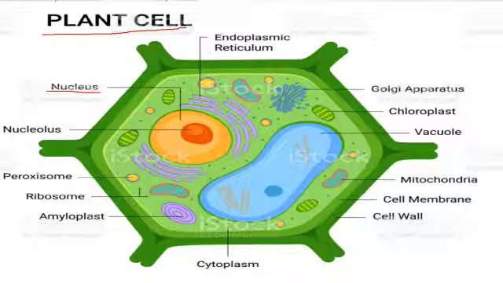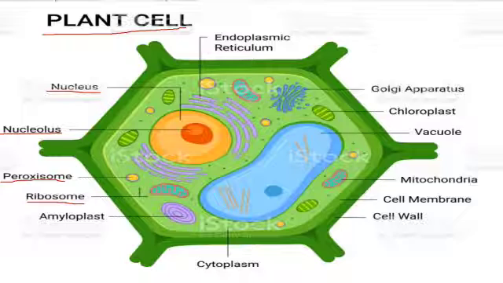The nucleus is very common. It is found in the plant and animal cells also. So that is called the nucleus, and it is found in the center of the plant cell. And the next important organelle of the cell is the nucleolus. And the next one is the peroxisomes. Okay, and the next one is the ribosome.